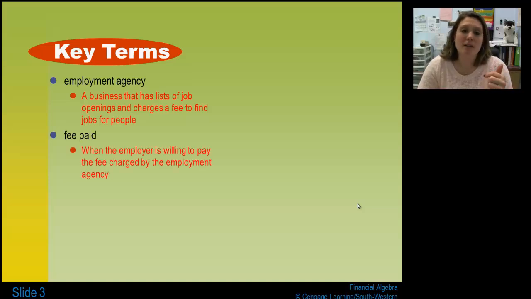Fee paid, this is when the employer, so somebody that you're going to work for, is willing to pay the fee that is charged by the employment agency. So the employment agency charges you a fee to get you the job. Certain employers will offer to pay that fee for you as an incentive for you to come work for them.